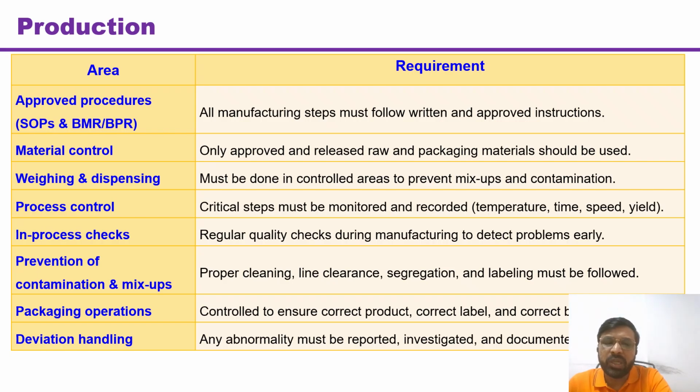Then packaging operation: controls ensure the correct product, correct label and correct batch, so that we can maintain proper packaging operation. And deviation handling: if any deviation happens in the system or in the process, it should be reported, investigated and documented so that we can avoid recurrence.